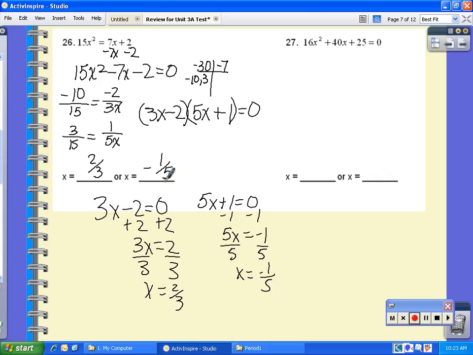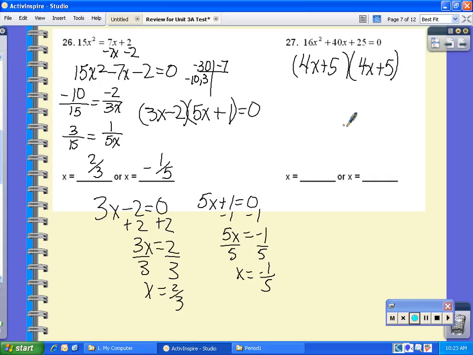For number 27, this one would be a really hard one to factor because you would use such big numbers. This one is actually a perfect square, and you know that because the square root of 16x squared is 4x, and the square root of 25 is 5. 4x times 5 is 20x, and when you double that, you get 40x. So because you have that pattern, you know that you have 4x plus 5 and 4x plus 5.